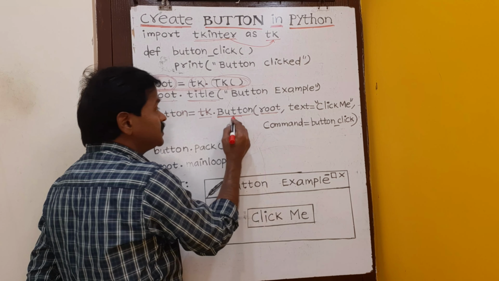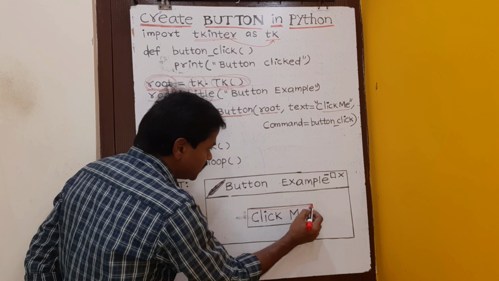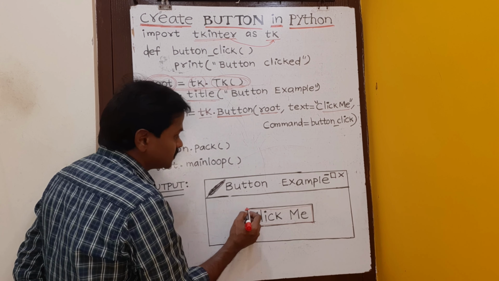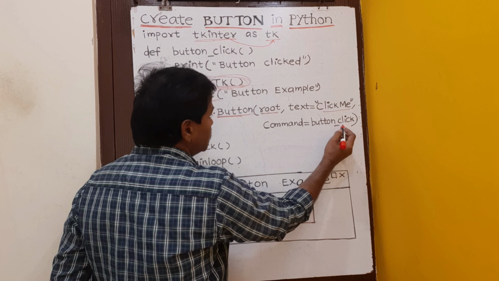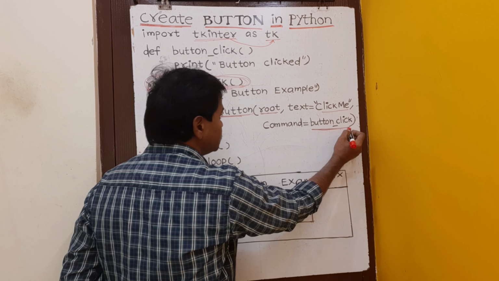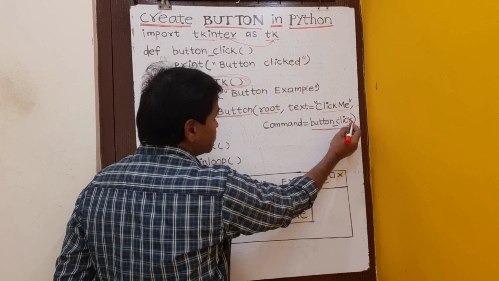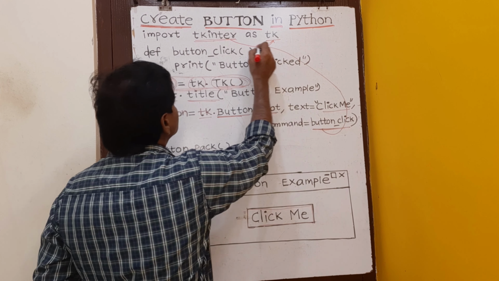You see here, what should be displayed on the button? The text is click me. You see here, this is the button. On that button, the title is click me. After that, command is button click. Here this is a method, button click. You can write any method name, it is a user defined method, but here I won't use left and right parenthesis. It's a method. Whenever I call this method, we will go to the called method.